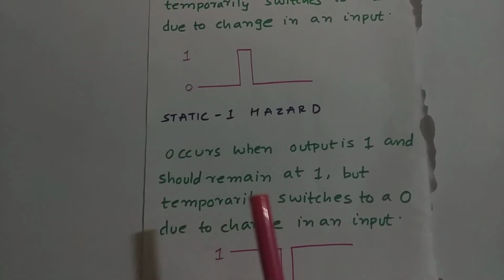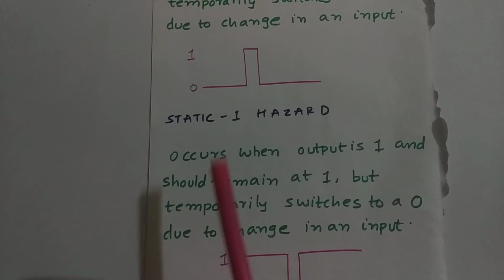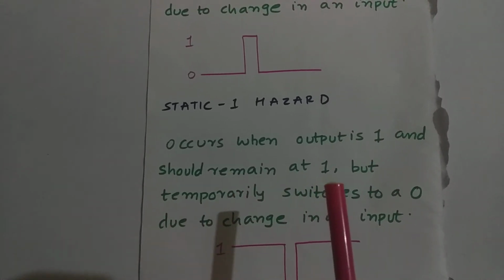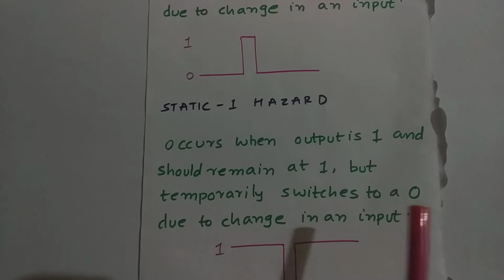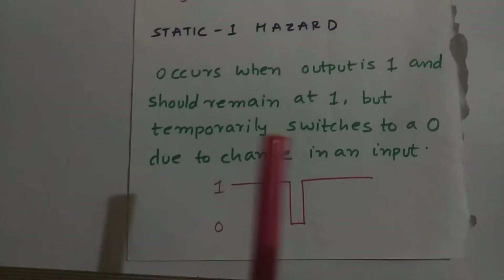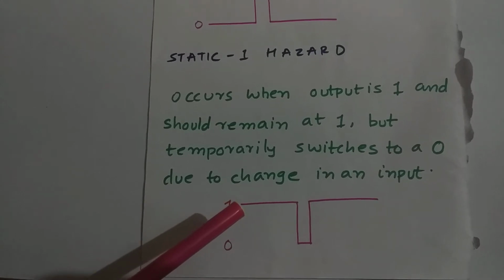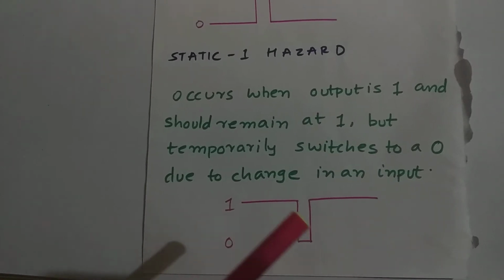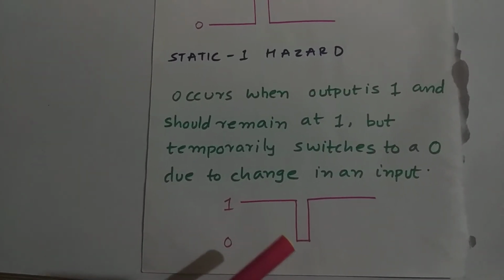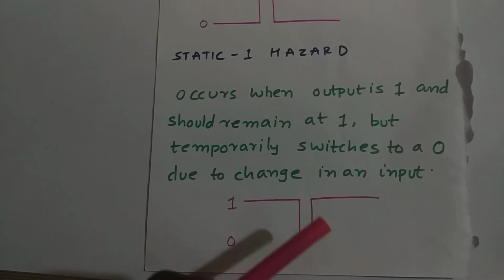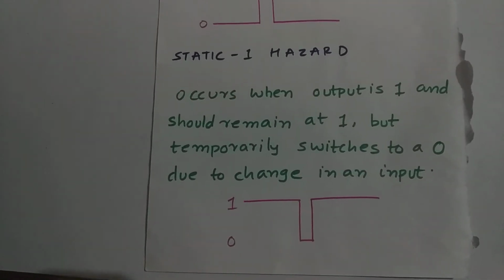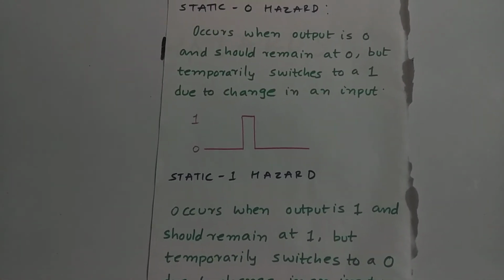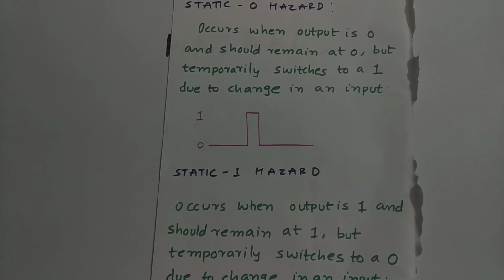So static 1 hazard is similar to static 0. In this case, it's reversed. It occurs when the output is 1 and should remain at 1 but temporarily switches to a 0 due to the change in input and the propagation delay. As you can see, the output should be 1 for the whole time, but due to the propagation delay and transient behavior, we are getting 0 over here. That's not required. So I'm going to take an example and solve it for hazard-free realization.